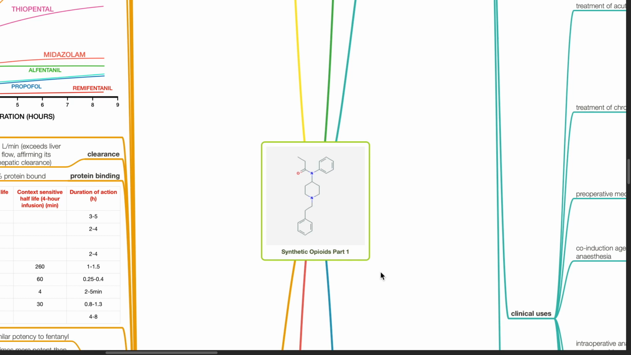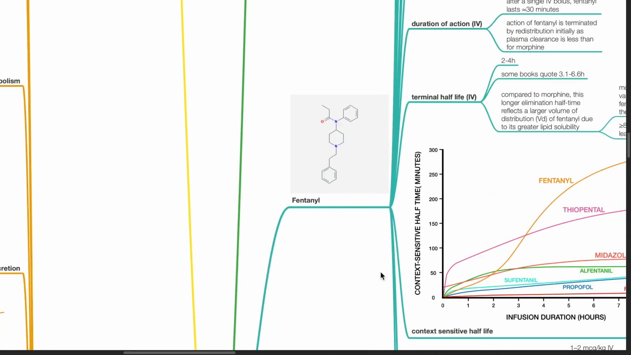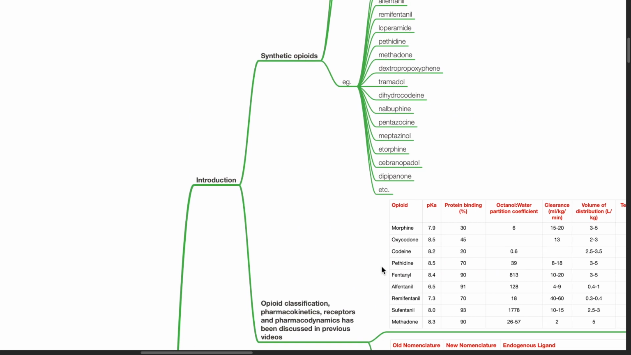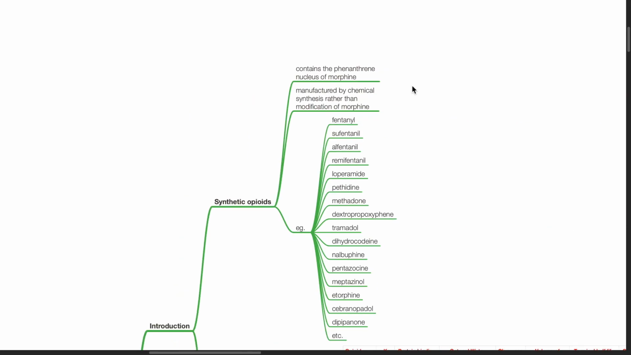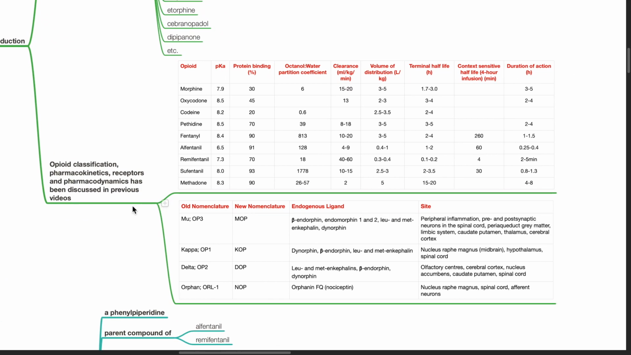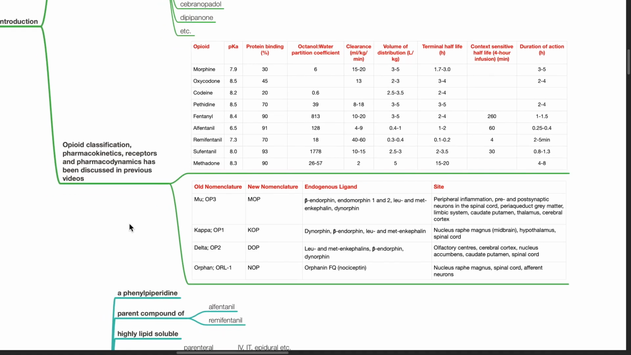Today we'll be discussing synthetic opioids, part 1. Introduction. Synthetic opioids contain the phenanthrene nucleus of morphine. They are manufactured by chemical synthesis rather than modification of morphine. Opioid classification, pharmacokinetics, receptors and pharmacodynamics have been discussed in previous videos.